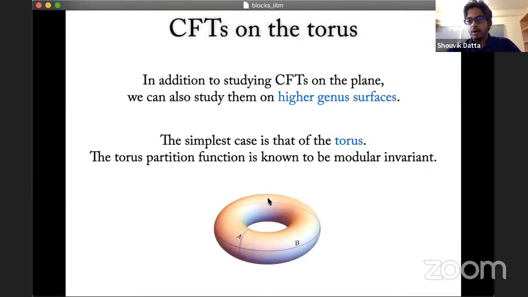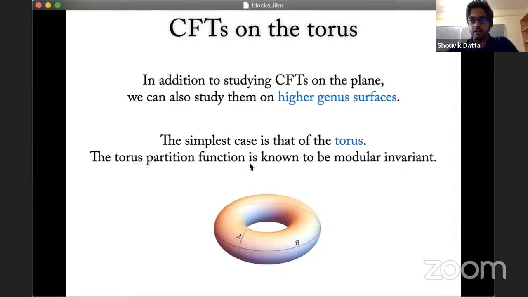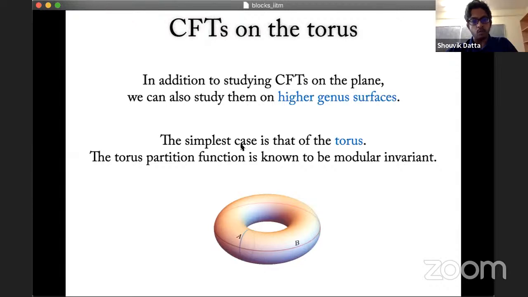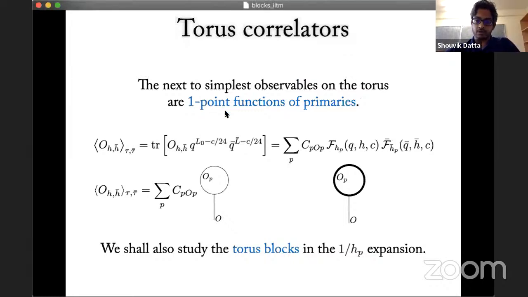I was talking about 2D CFTs on the plane, but one can also study CFTs on higher genus Riemann surfaces. The simplest case is that of the torus, and one of the well-known facts is that the torus partition function is modular invariant. The next simplest observables on the torus are one-point functions of primaries. One can look at the usual trace with the usual Boltzmann factors, but with a primary insertion here.